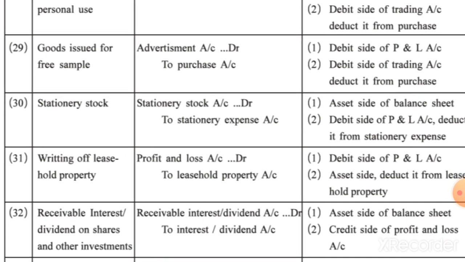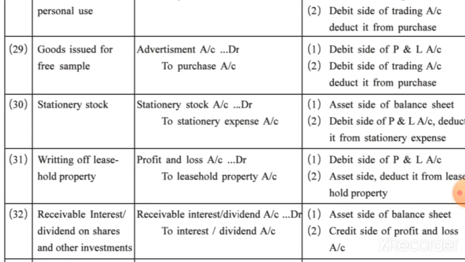Next entry, that is 32nd, receivable interest, dividend on shares and other investment. If the firm has made the investment in any of the shares or debentures or any of the investment, then interest would be receivable by the firm. So that is one kind of income or profit or gain for the firm.